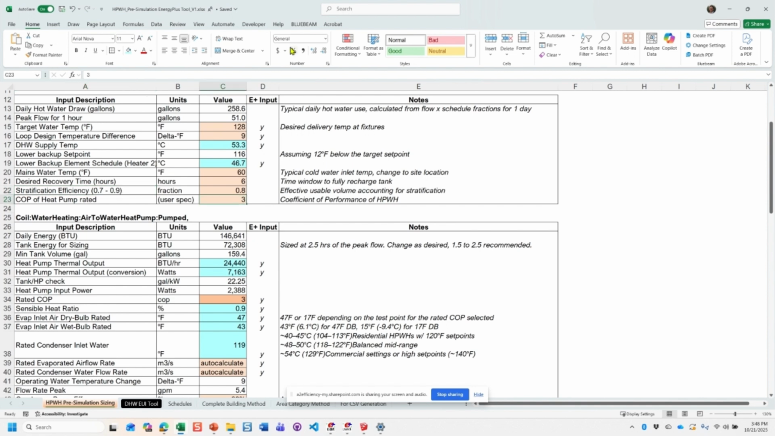What's the efficiency? This is the most critical one, right? So this is probably the biggest input. You might evaluate a few products, but really work towards knowing what your compressor is rated at. So here I'm going to say 3.